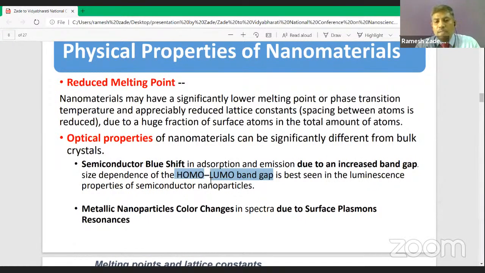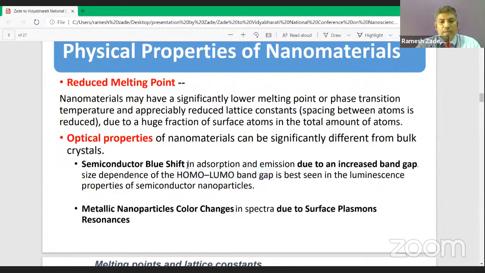This HOMO and LUMO is a highly applicable concept when we are dealing with quantum confinement, or with pseudo atoms. When we consider a nanoparticle as a pseudo atom, we can rightly apply this concept of HOMO and LUMO to that particular nanoparticle as well. And because of this, there is a change in the band gap. As you decrease the size, the band gap increases, and because of this increase in the band gap, there is a blue shift.